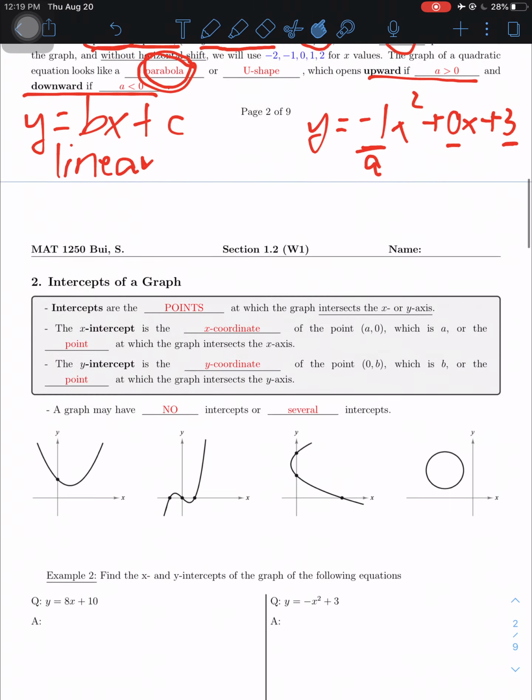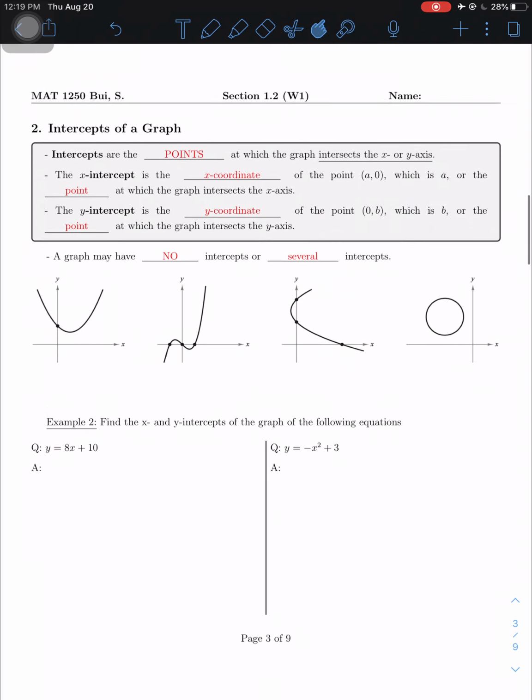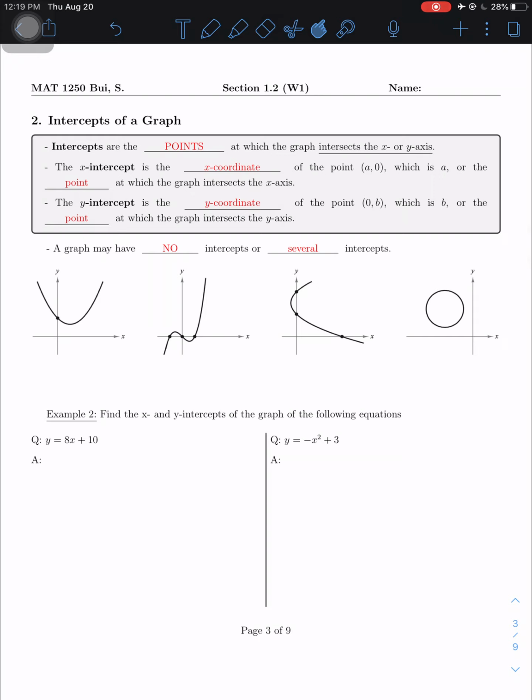All right, next objective of the day. Now we're going to talk about the intercepts of the graph. So what does it mean by intercepts, right? Intercepts in here is just like intersect. So think about the intersection of the street. So for example, if you go to the street line, you have an intersection like this, right? Here, let me draw it better.